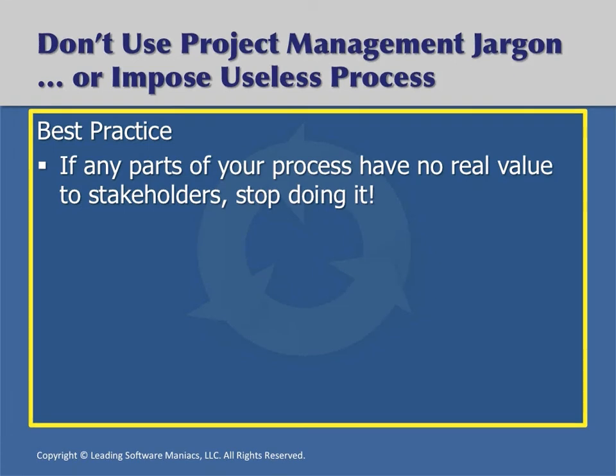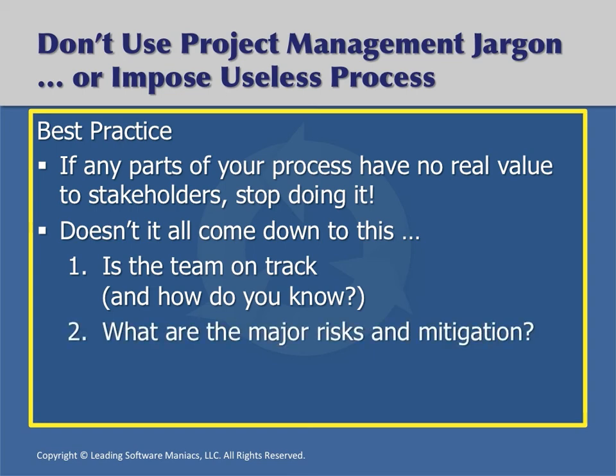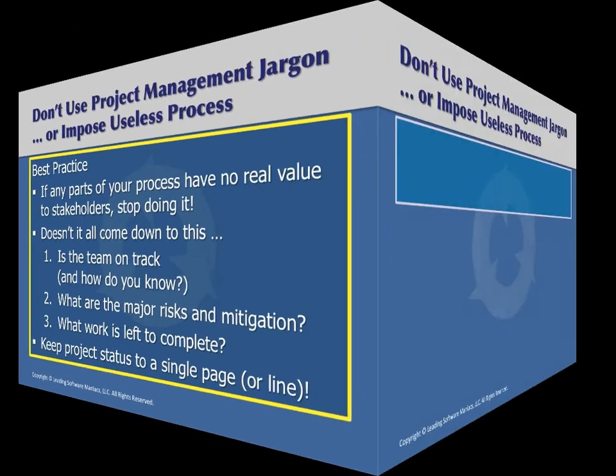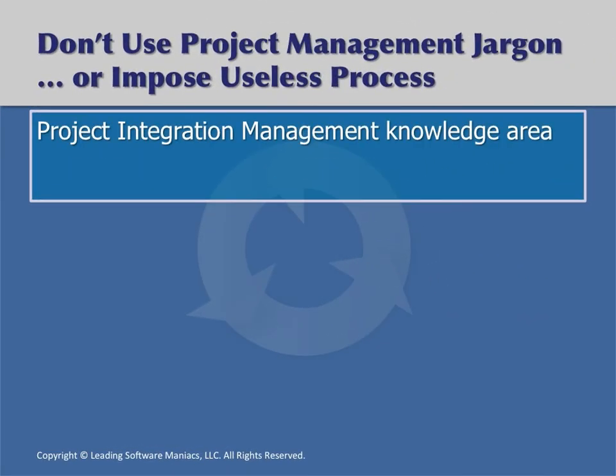It all comes down to the following highlights, doesn't it? This is what you really want to know. Is the team on track? What are the major risks and mitigation? And what work is left to complete? These 3 items, by the way, are key benefits of using a more agile approach, in particular Scrum. And keep your project status simple, to a single page if possible at the very most.